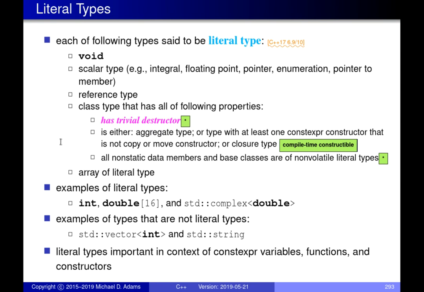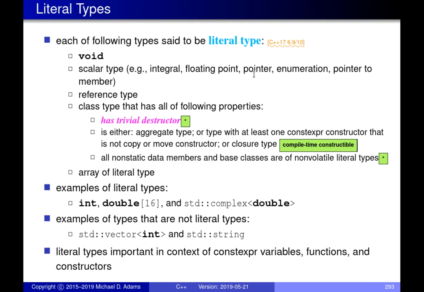But the main ones are really the ones that I've marked by stars. But I'll just quickly go through this. If you have a type in the language that satisfies the properties listed here, so either it's void or it's a scalar type. Scalar type includes integral types like int, long int, and so on, and floating point types like float, double.